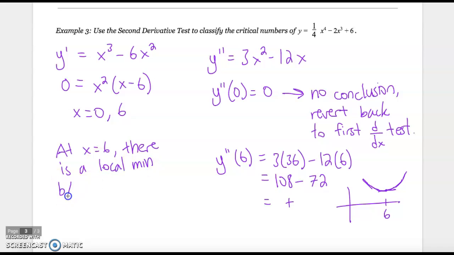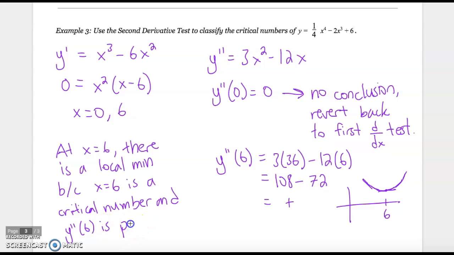And then you can say because x equals 6 is a critical number and y double prime of 6 is positive. We weren't able to tell anything about 0 using our second derivative test. So in this scenario, you could revert back to your first derivative test.